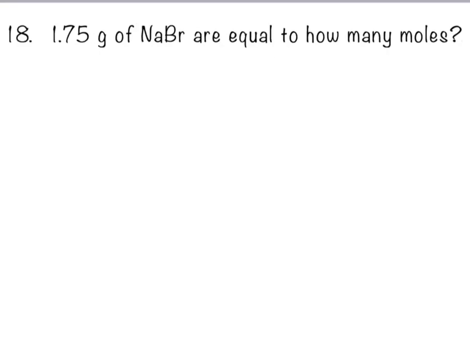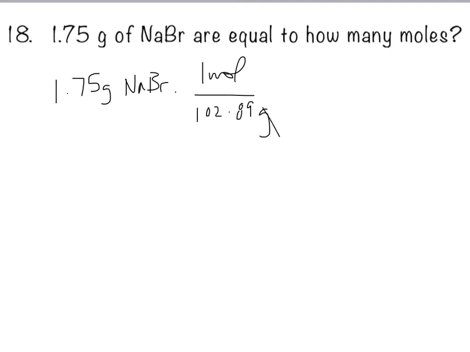In this example, we're calculating a mass to a number of moles. So once again, as always, start with what you know. 1.75 grams of sodium bromide. I know that 1 mole, this time the mole is in the numerator because the mass is going to be in the denominator. If I add up the mass of sodium and bromine, I come up with 102.89 grams. Grams are going to cancel. I take 1.75 divided by 102.89.